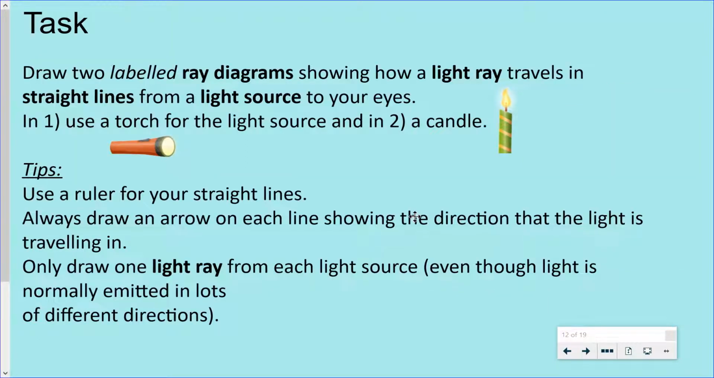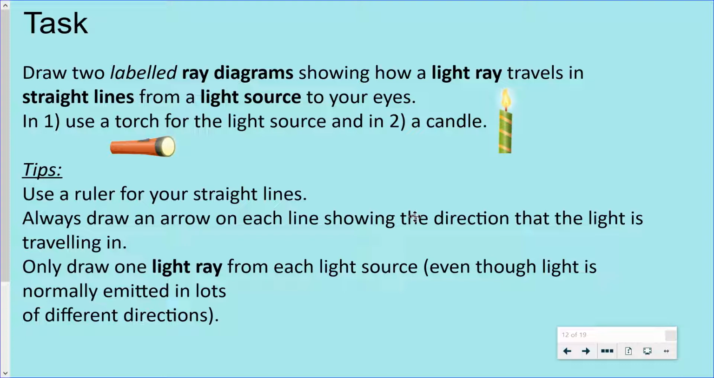Your task then, I would like you to draw 2 labelled ray diagrams showing how a light ray travels in straight lines from a light source to your eyes. In the first picture, can you use a torch for the light source? And in the second picture, can you use a candle? Now, in a moment, I'm going to move along and show my diagram. Now, this is support if you are doing bronze. If you are doing silver or gold, then pause the video on this slide and have a go at it.